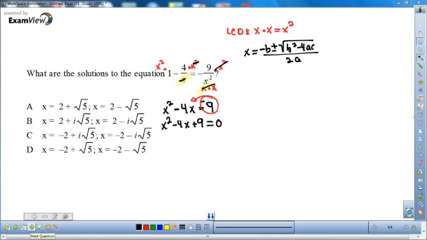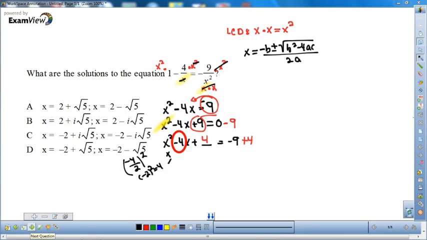And I'm going to use completing the square because I think it's going to be simpler, only because my leading coefficient is 1. So I'm going to move the 9 to the other side. And then get my middle term, which is negative 4, divided by 2 and square. So I'm going to have negative 2 squared, which is 4. And that is what I'm going to add to both sides.